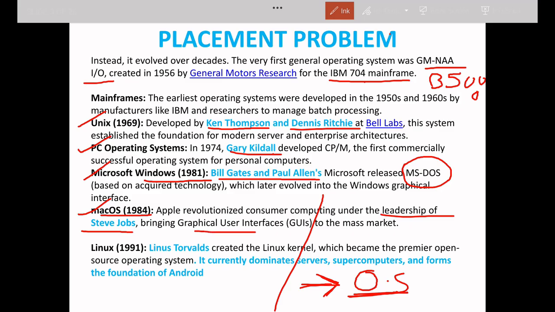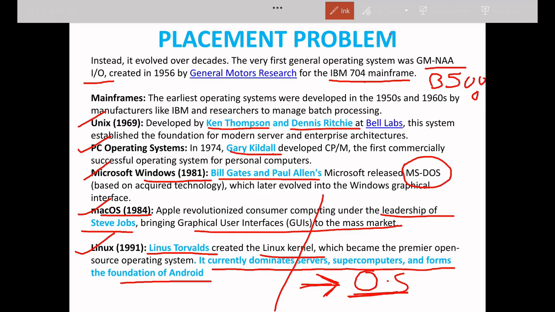For the Mac operating system, it was launched in 1984 under the leadership of Steve Jobs. He introduced the graphical user interface. Linux came in 1991, when Linus Torvalds created the Linux kernel. It is currently dominant for servers and supercomputers, and is the foundation of Android. Nowadays many people use mobile phones, where Android 16 and Android 17 are the latest operating systems.